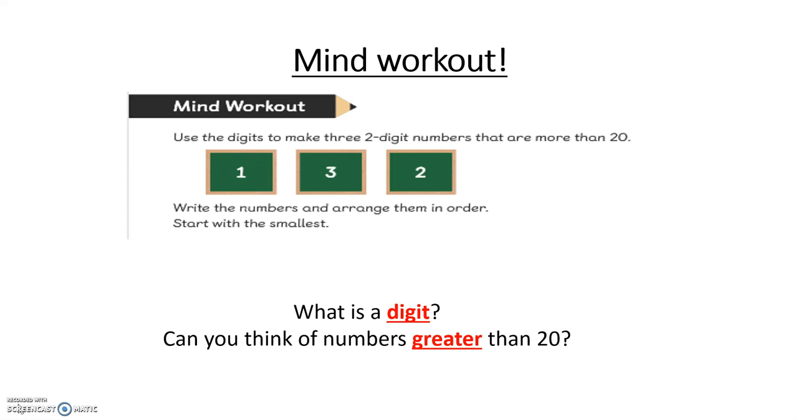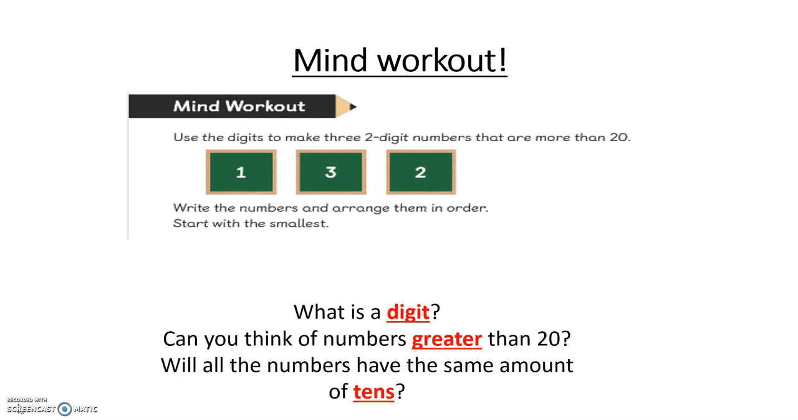We can think of numbers which are greater than 20 first to make our 2-digit numbers using one of these 3 digits. Perhaps we will need to use numbers that have a different amount of tens in order to find 3 different numbers.